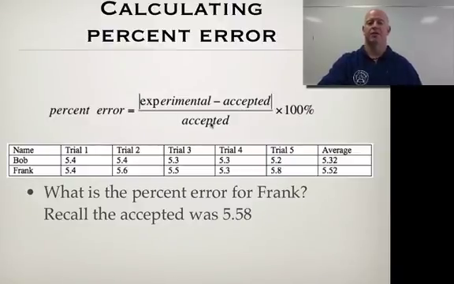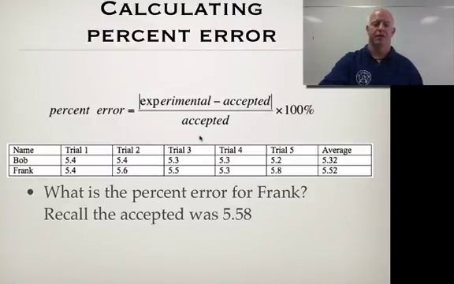You always divide by the known because you want to have the error based off of what the known value is. If you flip the experimental and accepted in the subtraction around, it really doesn't matter because it's absolute value. But you can't flip the division around. You have to always divide by the accepted or known value. And then you multiply by 100 to get a percentage.